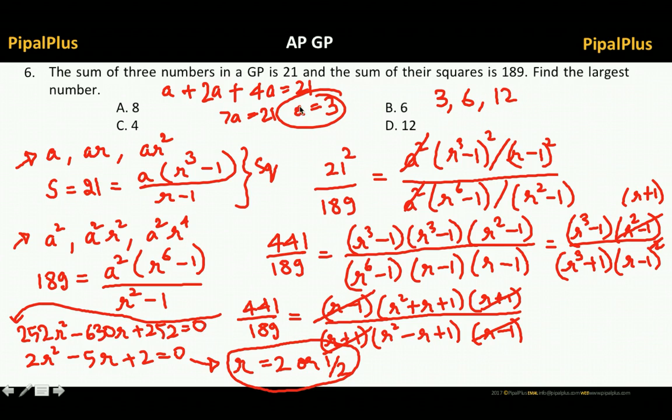Okay, you notice that when you add them up, you get the number 21, and when you add their squares, you get the number 189. We need to find the largest of these three numbers. The largest of these three numbers is 12.